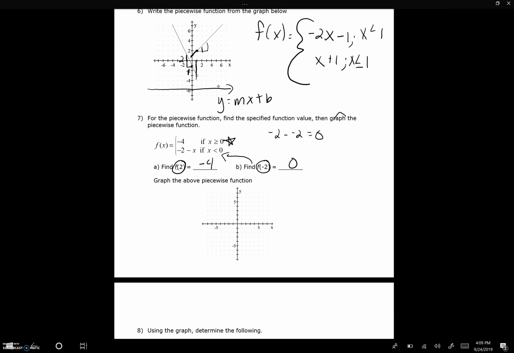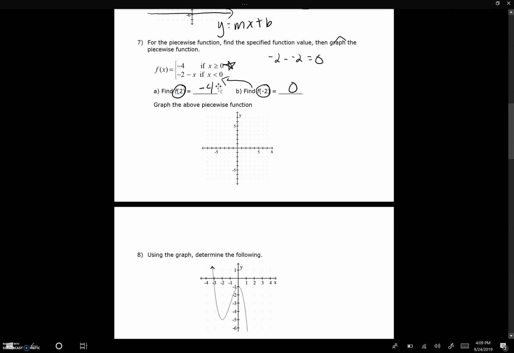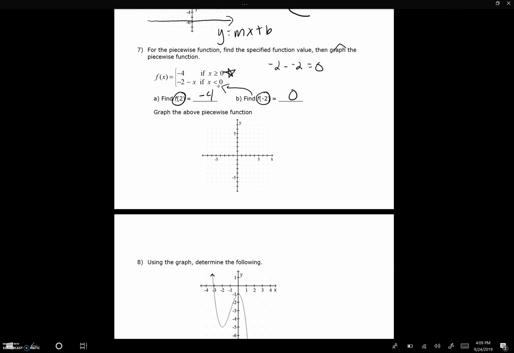Okay. Now we're going to graph it. So where x is greater than or equal to 0, it's just always going to be -4. So here, and then it's just going to be a flat line just like that. And the other one, the y-intercept is going to be -2, and it's open, and then it's a -1 to 1, so it's just like that. Yep. And that should be that piecewise function.